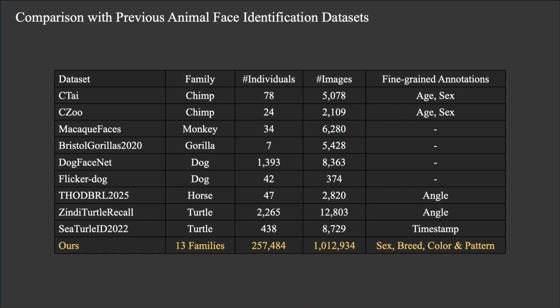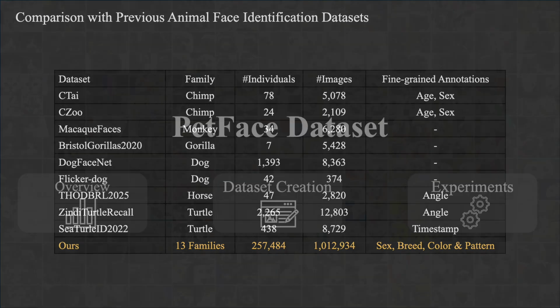We compared our dataset with publicly available face identification datasets. The size of previous datasets is relatively limited, which makes them less effective for evaluating new, unseen individuals. Furthermore, previous animal face datasets often focus on only single animal families, limiting the exploration of identification across multiple families. Following the comparison with existing datasets, we hope the PetFace dataset will enhance animal face identification research.